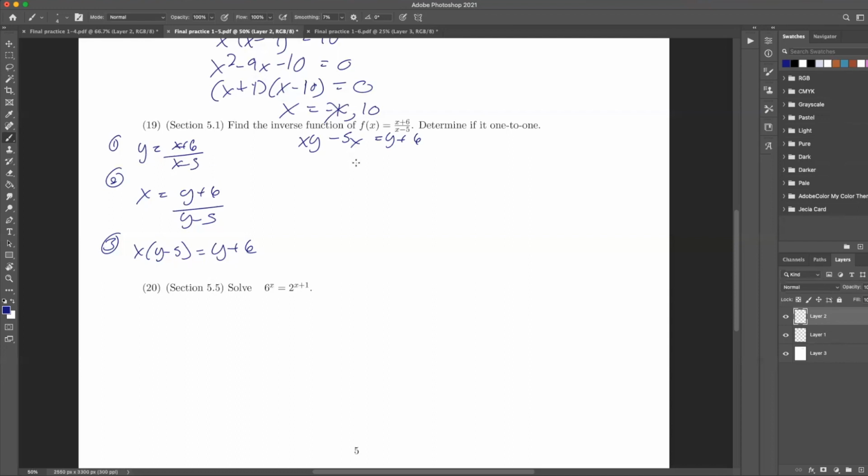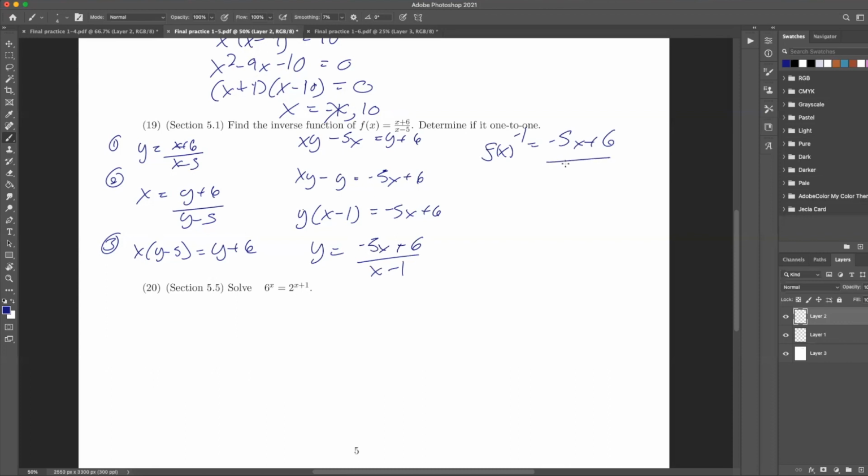We're going to move the y's over. So I'll have xy minus y equals minus 5x plus 6. Factor out the y. I'll have y times x minus 1 equals minus 5x plus 6. So y equals minus 5x plus 6 over x minus 1. And the last thing we do is write it as f inverse of x equals minus 5x plus 6 over x minus 1.